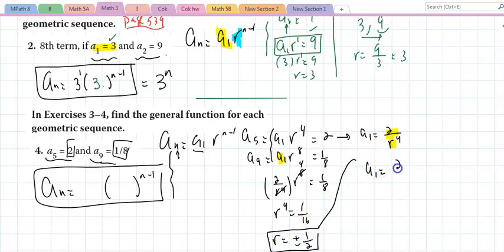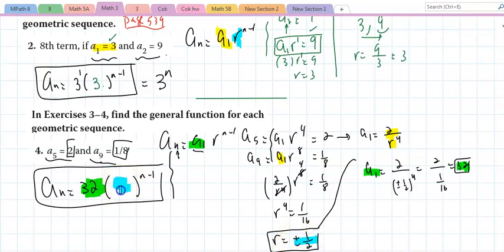A sub 1 will be 2 divided by, if I take plus or minus 1/2 and raise it to the fourth power, that is 2 divided by 1 over 16, that's 32. So we figured out that the first term is 32, and we just figured out that r could be plus or minus 1/2.